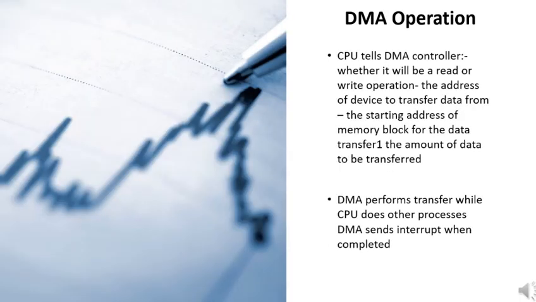Now we'll talk about how a DMA operates. First of all, the CPU tells the DMA controller whether it will read or write. Then it gives the address of the device to transfer data from and the starting address of the memory block for the data transfer. The amount of data to be transferred is also specified. Then DMA performs the transfer while the CPU does other processes. DMA sends an interrupt when completed.